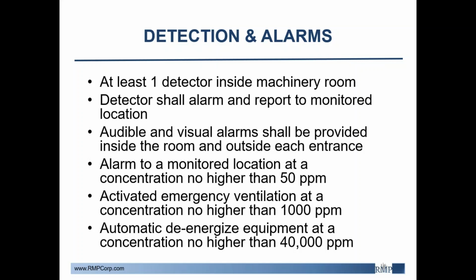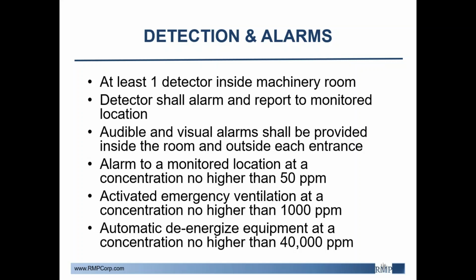Generally speaking, there should be an alarm set point for just an alarm at a relatively low concentration, but a health hazard concentration. IAR 9 says 50 ppm. Then there's an emergency ventilation that should kick on. Again, IAR 9 says 1,000 ppm. It may be lower, or I believe California is 150, if I remember correctly. And de-energizing the equipment at 400,000 ppm for IAR 9. Again, it may be lower. I believe California is lower than that.